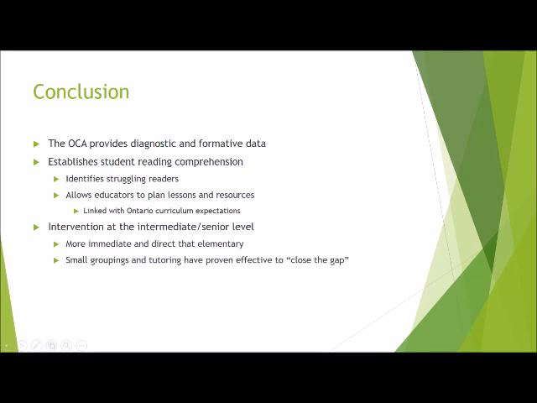Overall, I personally really like the Ontario Comprehension Assessment because it provides both diagnostic and formative data. It establishes student reading comprehension by identifying struggling readers and allowing educators to plan lessons and resources that are linked with the Ontario curriculum expectations. It also provides intervention at the intermediate and senior level, that being more immediate and direct than elementary. It also makes use of small groupings and tutorings that have proven effective to close the gap.